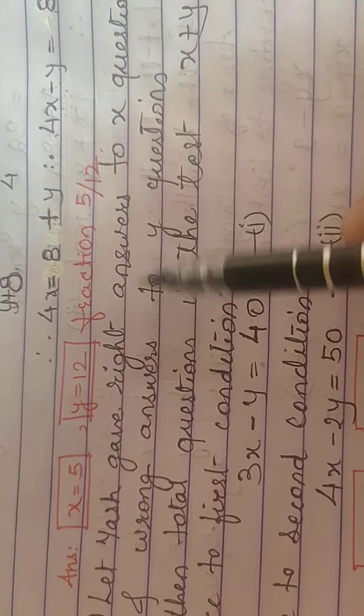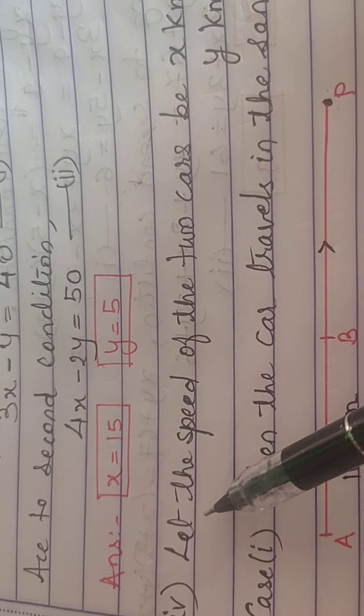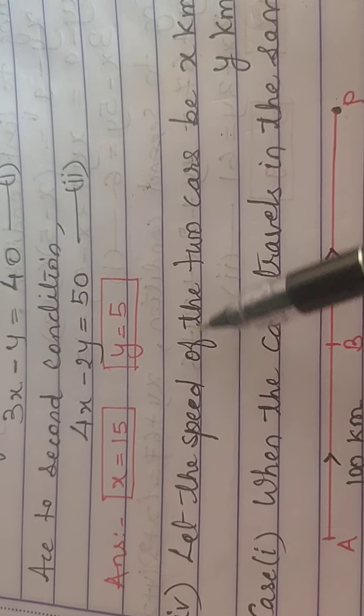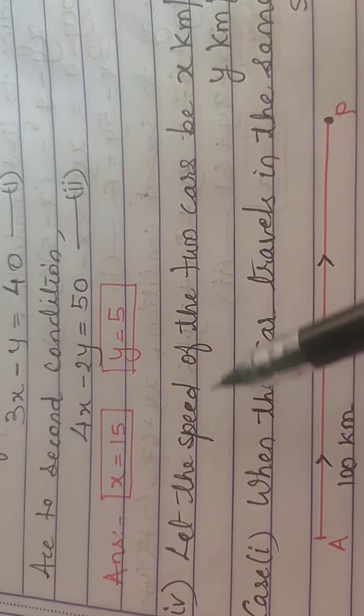Here you should get the values of x and y as x is 15 and y is 5. Okay, in the next question, it is about the speed of the car. So we'll assume the speed of the two cars be x kilometer per hour and y kilometer per hour.